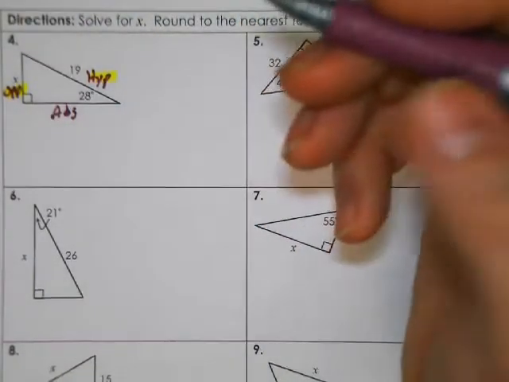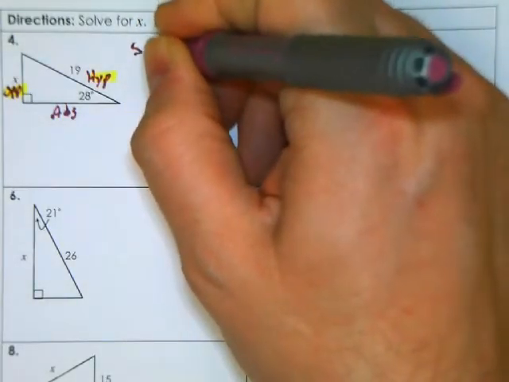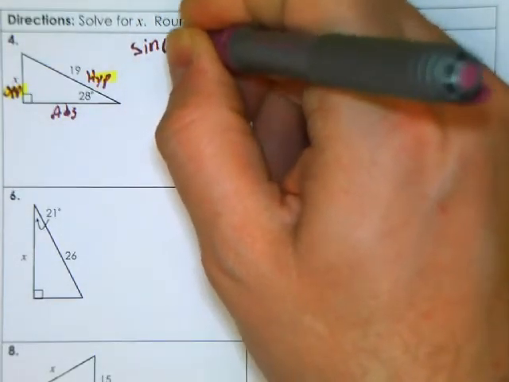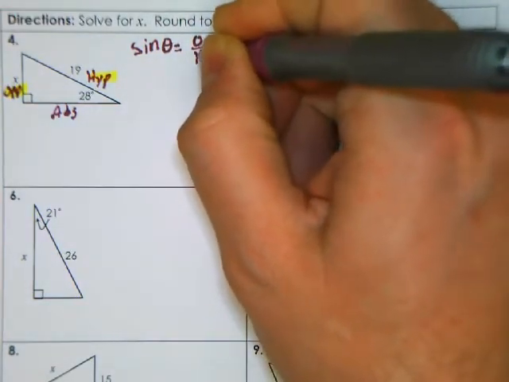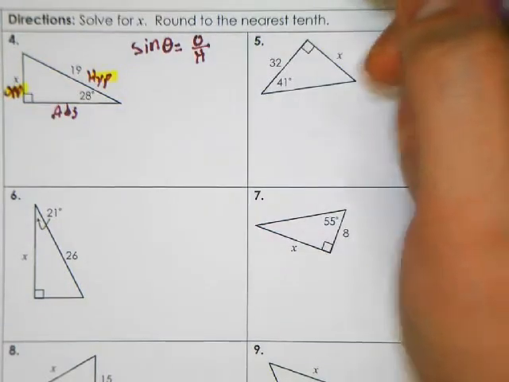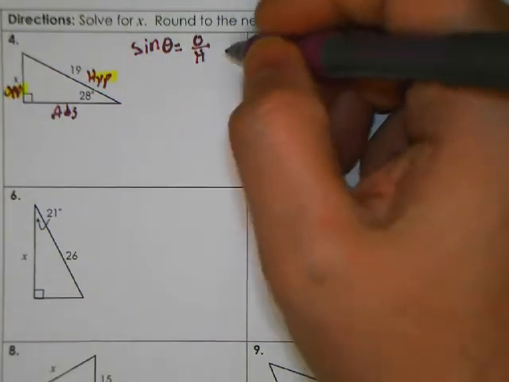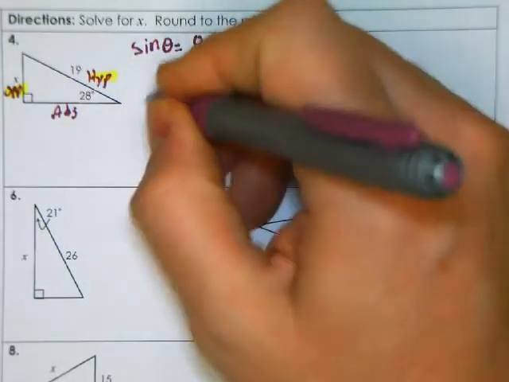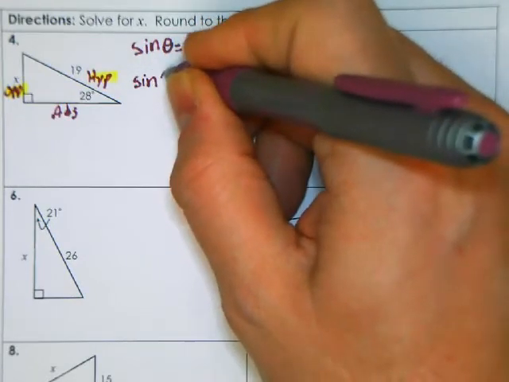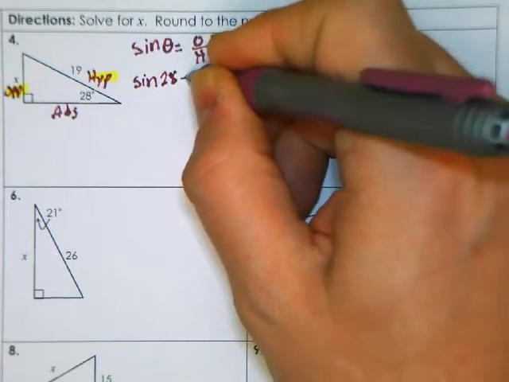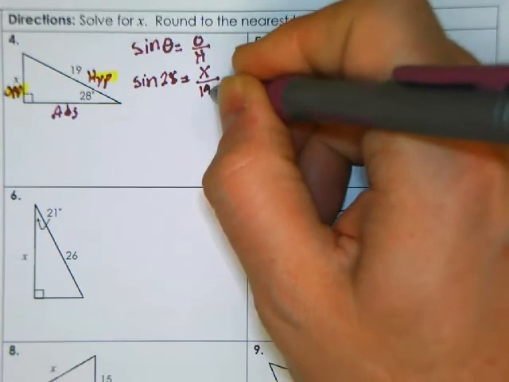So this is why, again, we want to use that acronym SOHCAHTOA. Here I'm using sine. So I'm going to say sine of my angle is equal to the opposite side over the hypotenuse. Once we have that, it's really just a plug and chug exercise with maybe a little bit of algebra, depending on what we're doing. So in this case, I'm going to say sine of the angle 28 is equal to the opposite side, x, which I don't know, over the 19.